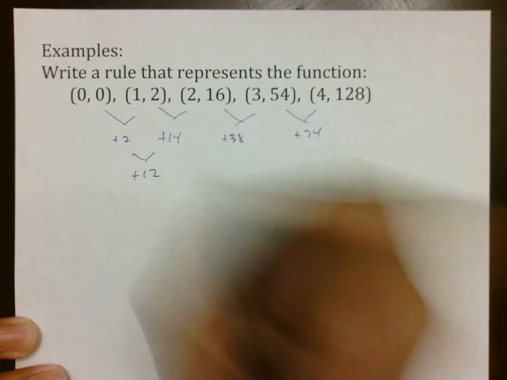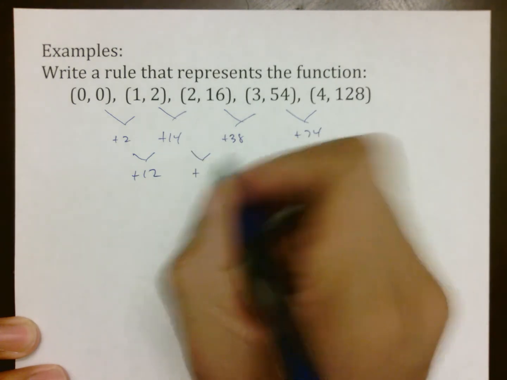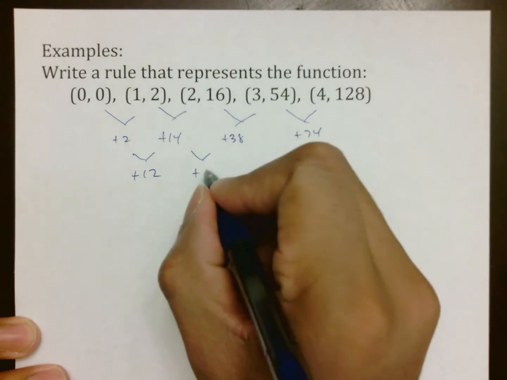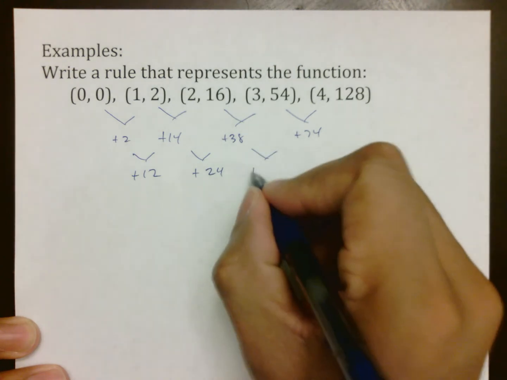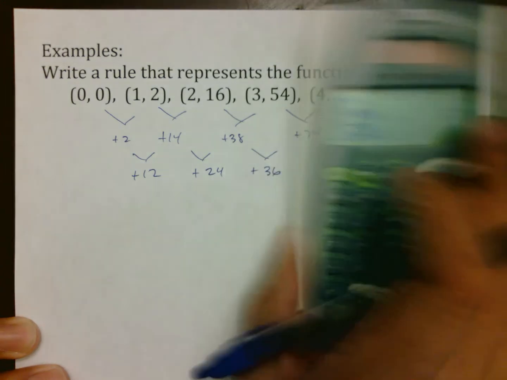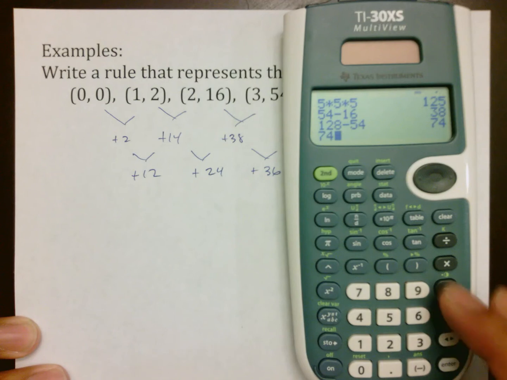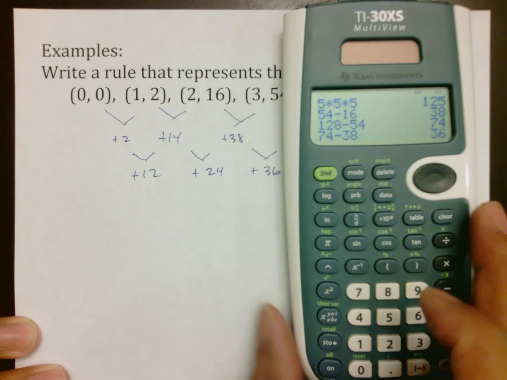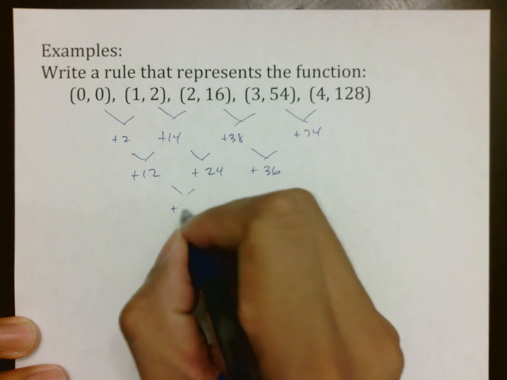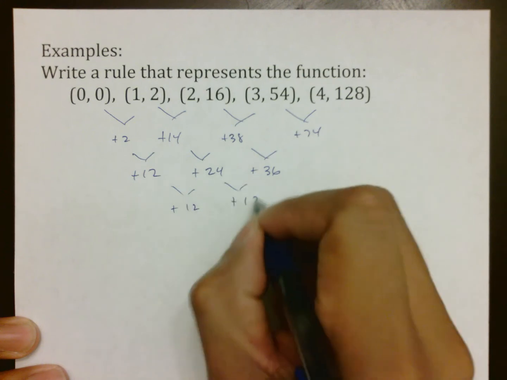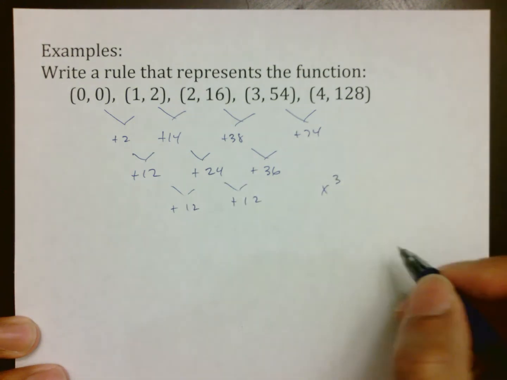This is up 12, this is up 24, this I believe is up 36 if I'm right. 74 minus 38, yep, it's 36, which means it's not an x squared. My third check gives me 12 here and 12 there, which means that it is x to the third.